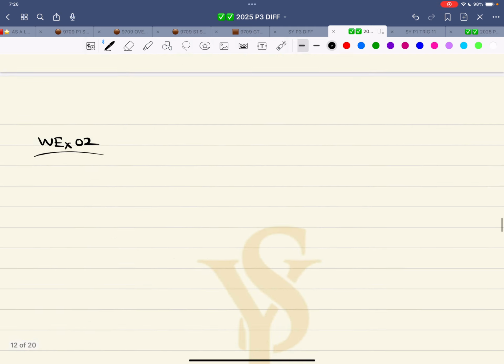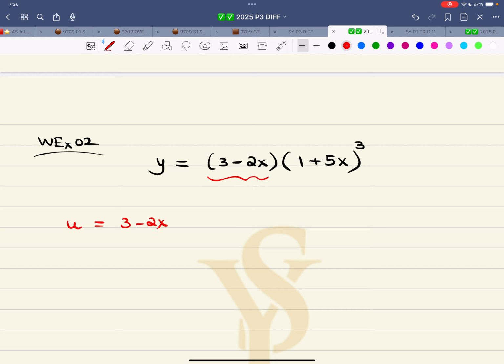Let me go ahead and make another worked example for you people. Y is equal to 3 minus 2x, times 1 plus 5x raised to the power of 3. So again, let this be u. So u is 3 minus 2x, and u prime is simply negative 2. And over here we have v, that is 1 plus 5x, the whole thing raised to the power of 3.